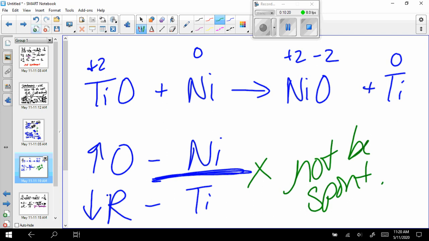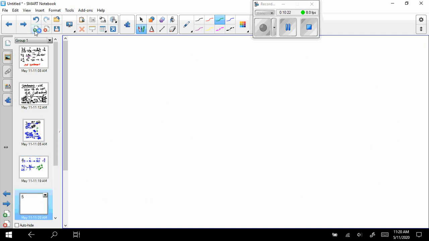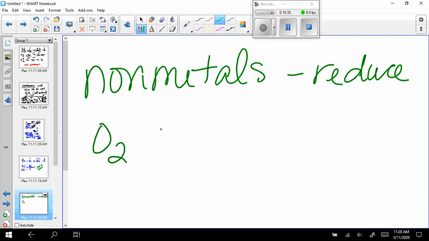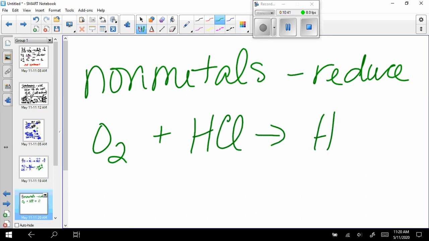All right, let's move along. Let's move to the other side of table J. The other side of table J has nonmetals, and nonmetals want to reduce. So let's say I have a reaction where there are two nonmetals. Like let's say I have oxygen gas plus hydrochloric acid. What I would get is H2O, water, from putting the H and the O together, and I would have chlorine gas.